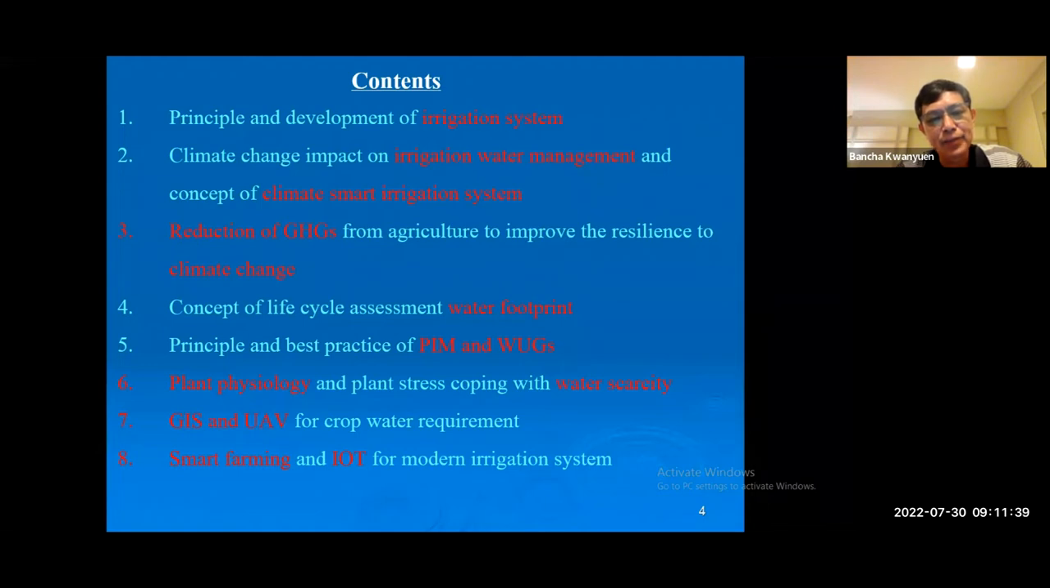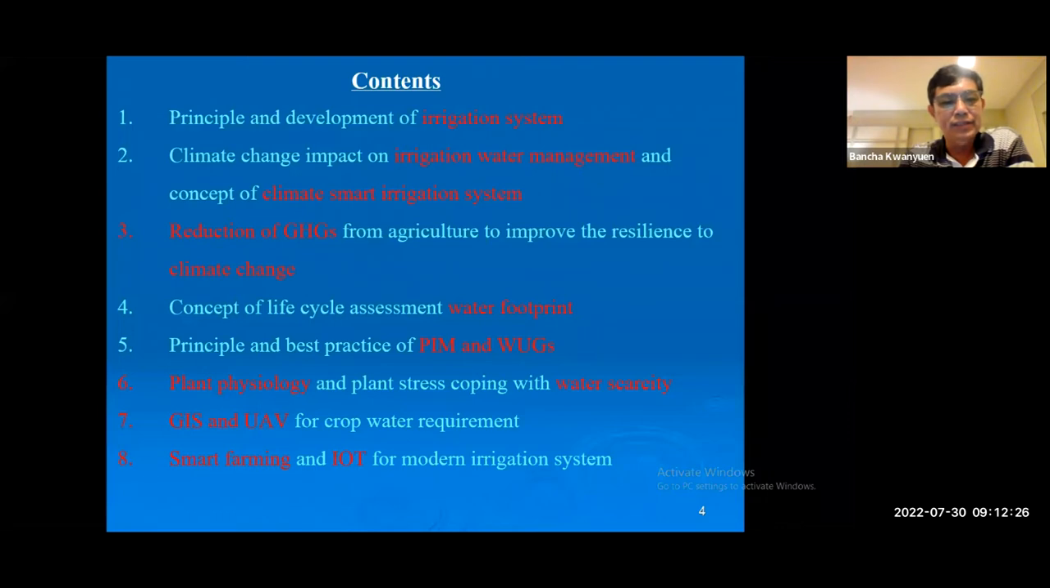And next, I gave you some insight into irrigation water management, IWIM. An important part of this is participatory irrigation management, which is quite important for success, and we discussed it deeply. We also introduced the water user group, which is the base that the team goes to work with, and how they work together in the participatory process. And in the second week, we looked at plant physiology and how plants cope with water scarcity.